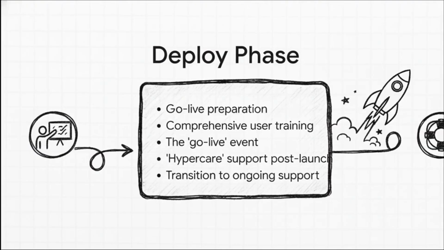Okay, the deploy phase covers all those final steps to get the new system launched. This means final prep, making sure everyone is trained, and of course, the big go-live event itself. But, and this is so important, it doesn't just stop there. It also includes a period of what's called hypercare, which is basically an all-hands-on-deck intensive support phase right after launch to fix any issues immediately.